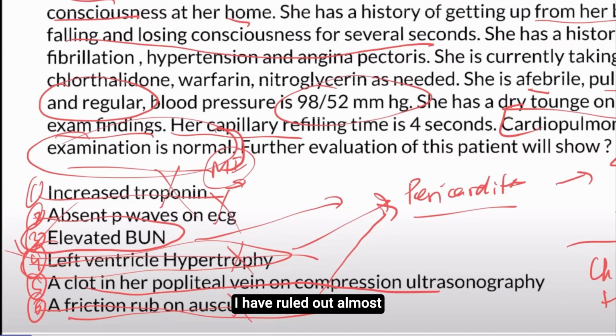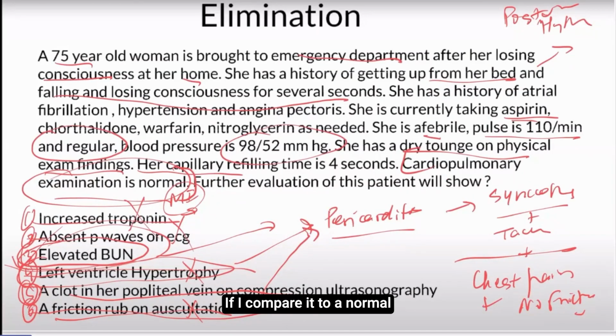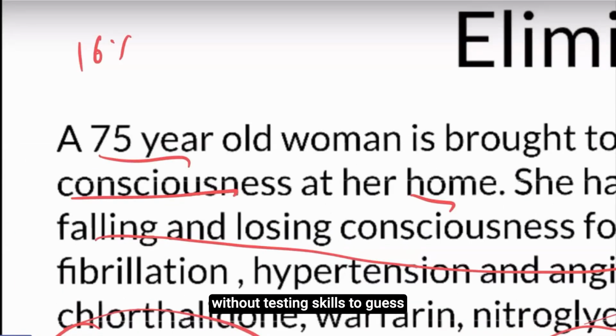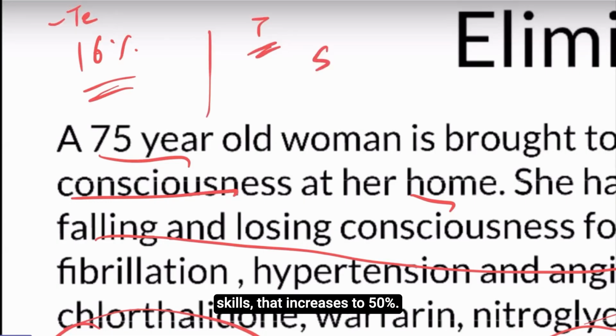I have ruled out almost all answer choices, but the third one, which is elevated BUN, and the fifth one, which is clot. DVT could cause a PE, but that doesn't mean it could affect the cardiopulmonary examination. If I compare it to a normal person taking the USMLE, you currently have a 16% chance without testing skills to guess the answer, versus if I add testing skills, that increases to 50%.